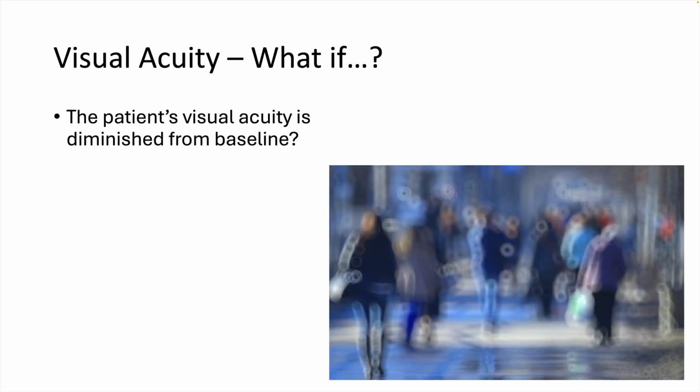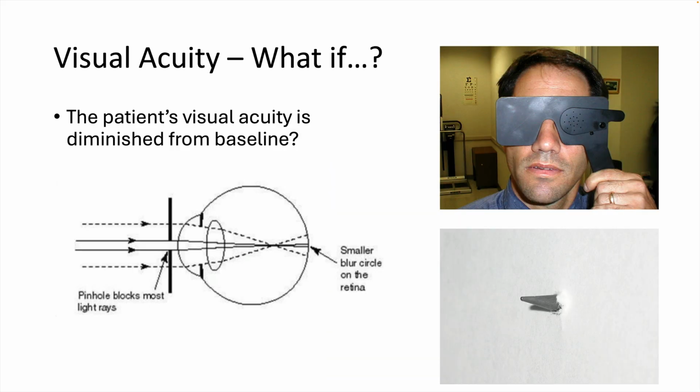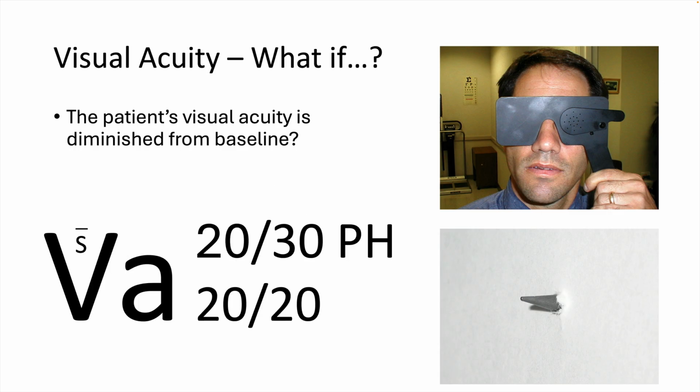What if the patient's visual acuity is diminished from baseline? If the patient's visual acuity is diminished from baseline, use a pinhole to reduce refractory error. A pinhole reduces the number of beams, thus reducing the size of the blur circle on the retina. This is built into an occluder, or you can make your own using a pencil and paper. The letters PH after visual acuity mean a pinhole was used to achieve this visual acuity.